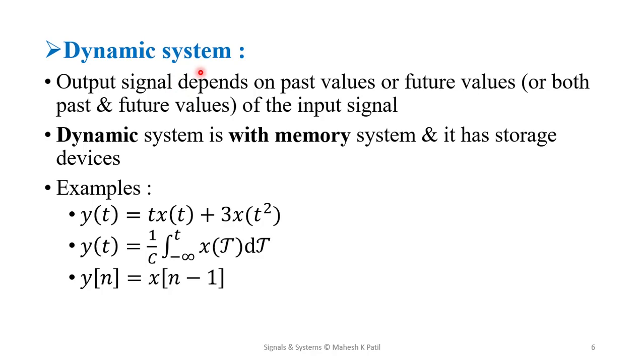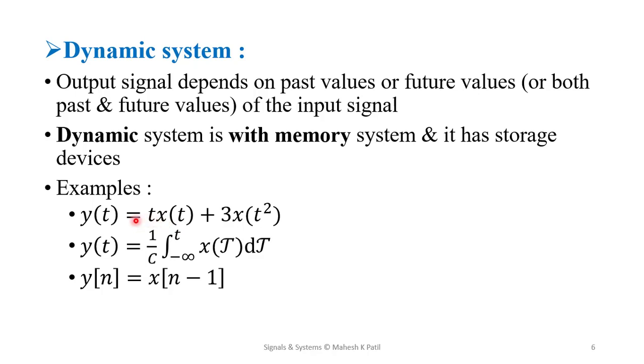Now the dynamic system. For a dynamic system, the output signal depends on the past values or future values, or both past and future values of the input signal. So a dynamic system is a system having memory. It has storage devices. We can observe examples of this dynamic system: y(t) = t x(t) + 3x(t)², where x(t) is the input and t is the time parameter.